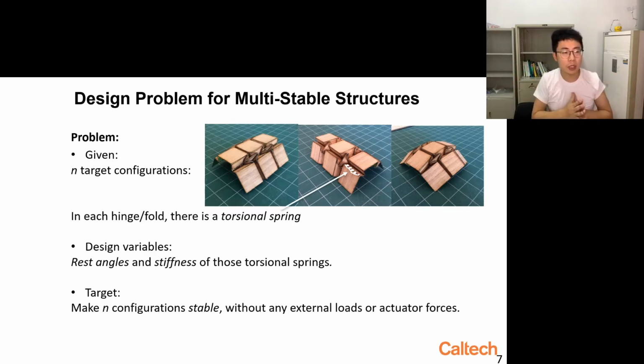We need to introduce some design parameters, which are, in each hinge and fold, we introduce a torsional spring, which is designable. And the parameters are rest angles and the stiffness of those springs, which means we can pre-stress them to make them harder and softer. Those are design parameters. And by just changing these springs' properties, we hope that we can make n target configurations all stable, which means without any external loads and actuator forces, it will just stay in all these n target configurations.